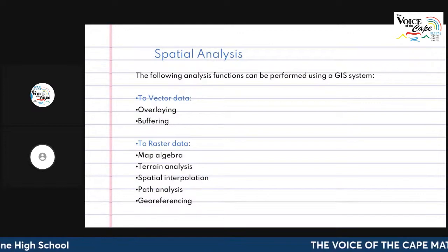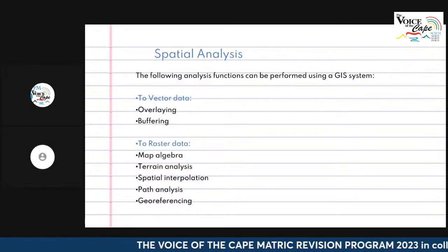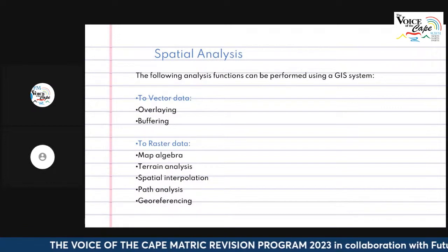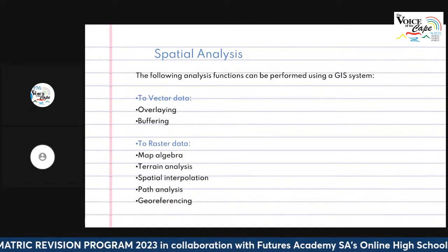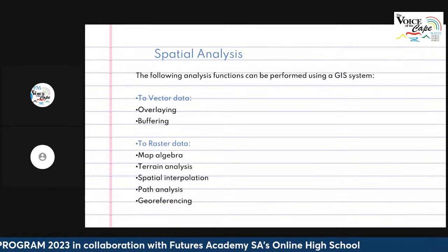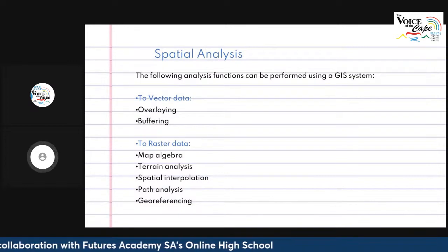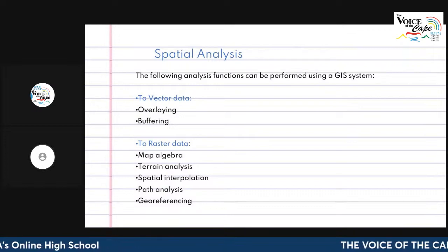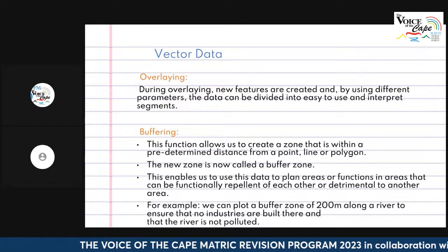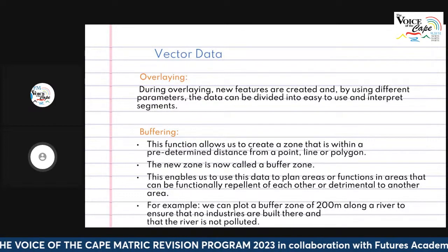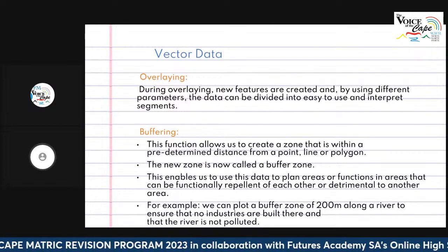In terms of raster data, remember, is your orthophoto map. We get things like map algebra and terrain analysis. When we look at terrain analysis, we're looking at the different colors, or shades of darkness, on that orthophoto map. Spatial interpolation, again, is looking at the different shades. Path analysis and georeferencing, we don't actually use at matric level, so we don't have to concentrate on those aspects.